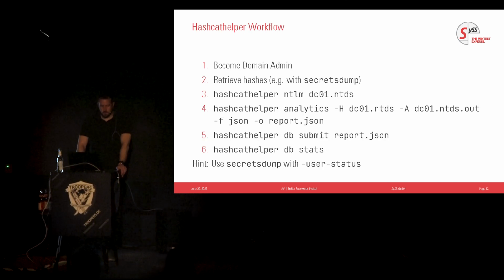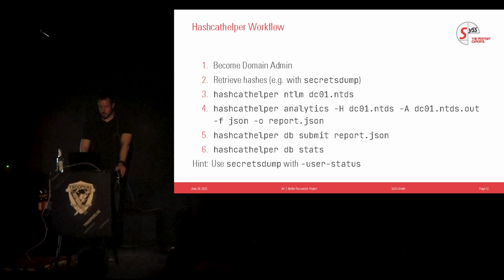So first, you become domain admin. This should be easy, right? Second, you retrieve all the hashes. I recommend secretsdump. Third, you give the dump to Hashcat helper, which uses Hashcat under the hood to crack all these hashes. Then you take the result, give it back to Hashcat helper, and let it do some analytics.